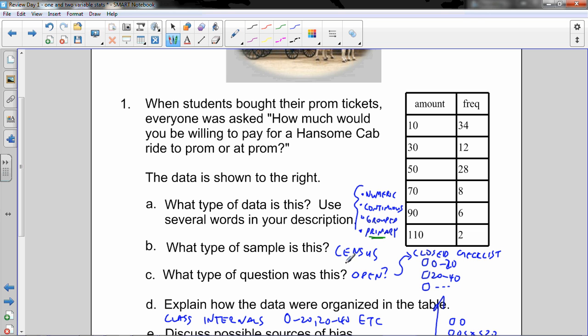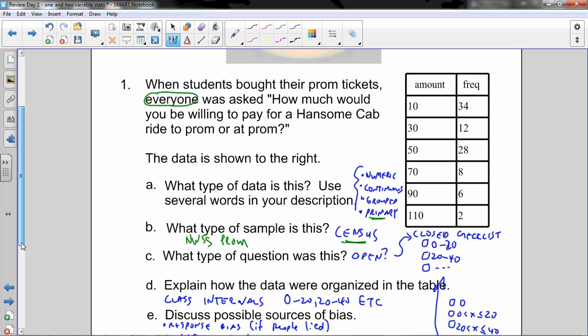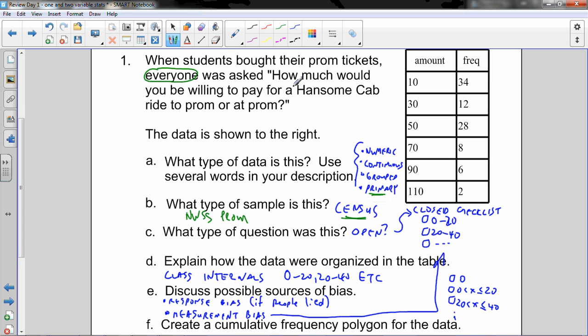What type of sample is this? Probably a census sample, since the key word there is everyone. And when you say census, that means the target would probably be NWSS prom people, prom goers, right? Rather than teenagers or Northwestern students in general. We're talking about just Northwestern prom goers. What type of question was this? It's hard to tell, right? Because if that was the question and this followed it, then it would be a closed checklist. But the way it's worded, it looks like it's an open question. But as we'll talk about in a second, it looks like maybe this was the technique and there's some bias involved in here. Explain how the data were organized in the table.